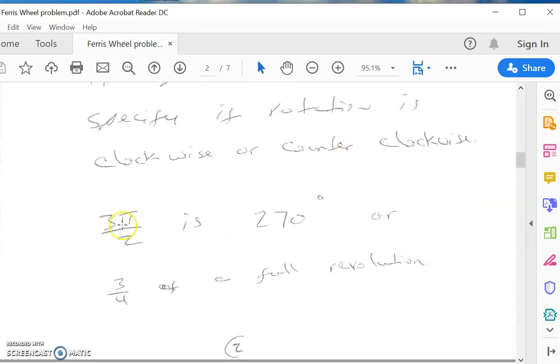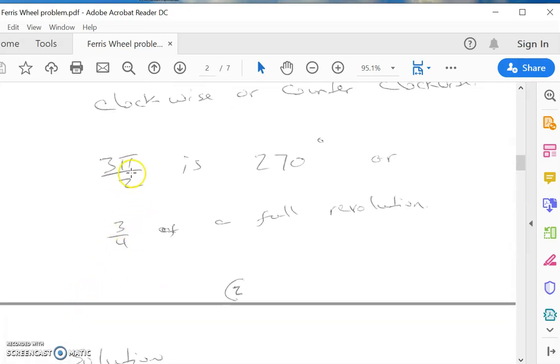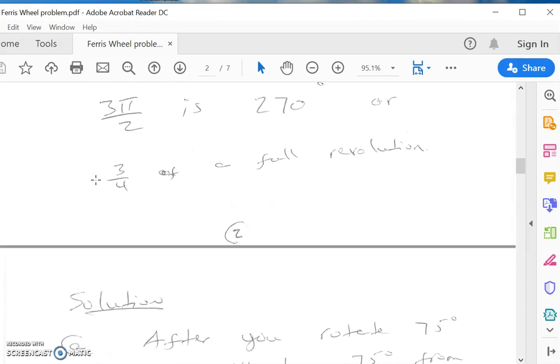Now I observe that 3 pi over 2 is 270 degrees. Or another way of looking at it is it's 3/4 of a full revolution, because 2 pi is a full revolution. So 3 over 2 pi is 1/2 of a pi short of a revolution. If you added 1/2 pi to this, you'd have 4 over 2 pi. 4 over 2 is 2, so you'd have a full revolution. So you were short by 1/4 of a revolution, and we're going to use that here in a little bit.